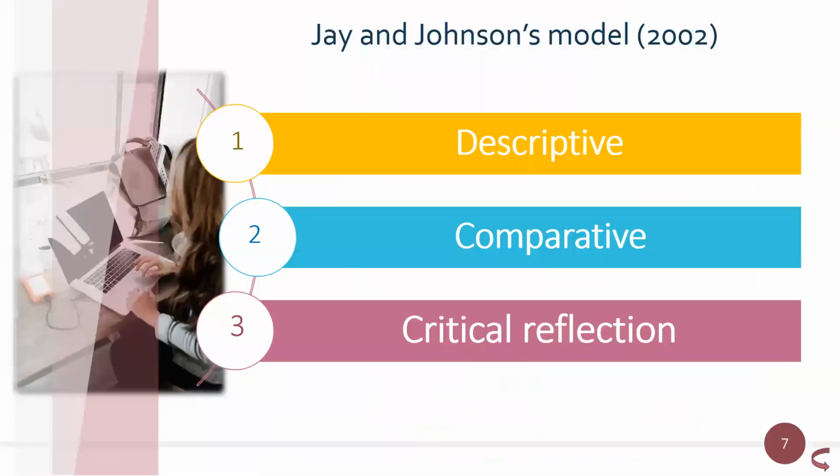We especially have considered Jay and Johnson's model that has 3 levels. These are the descriptive level, where we ask ourselves, what is happening? Is this working and for whom? For whom is it not? How do I know? Does this relate to any of my stated goals? And to what extent are they being met?